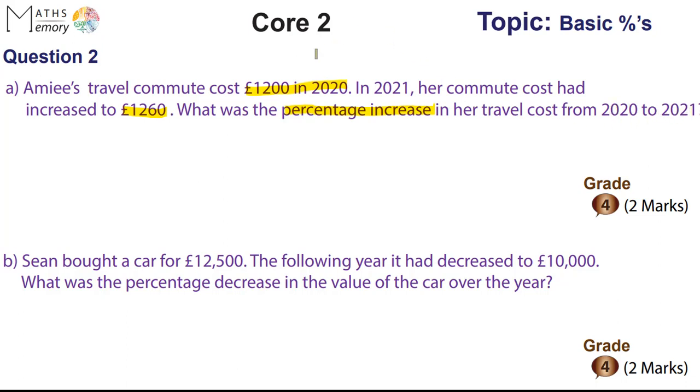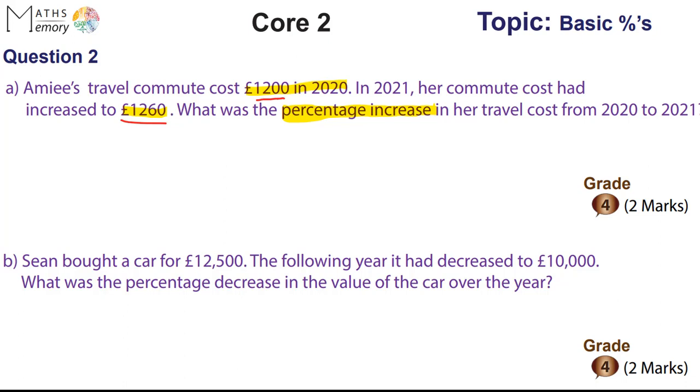So this is basically to do with a percentage change. Normally it would say the words percentage increase or percentage decrease within the question. And you always deal with two whole numbers as well. So in this case, our two whole numbers are simply 1200 and 1260.